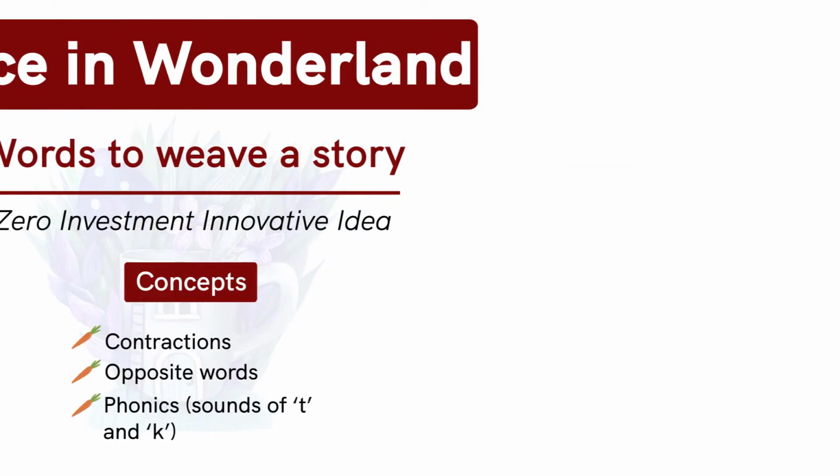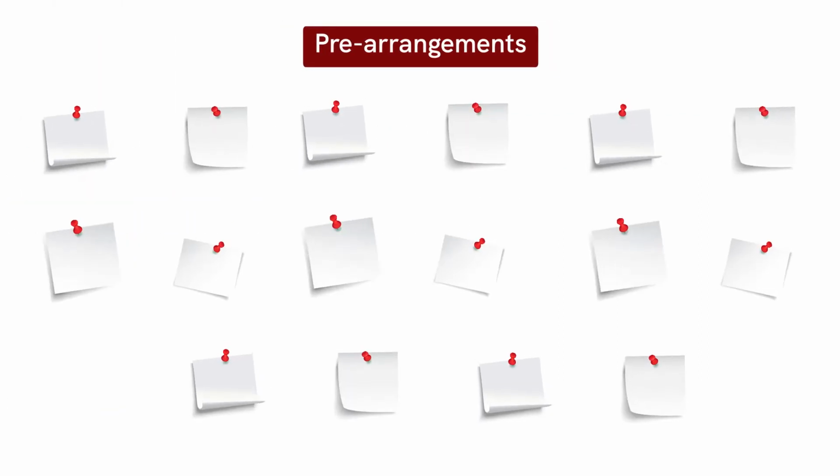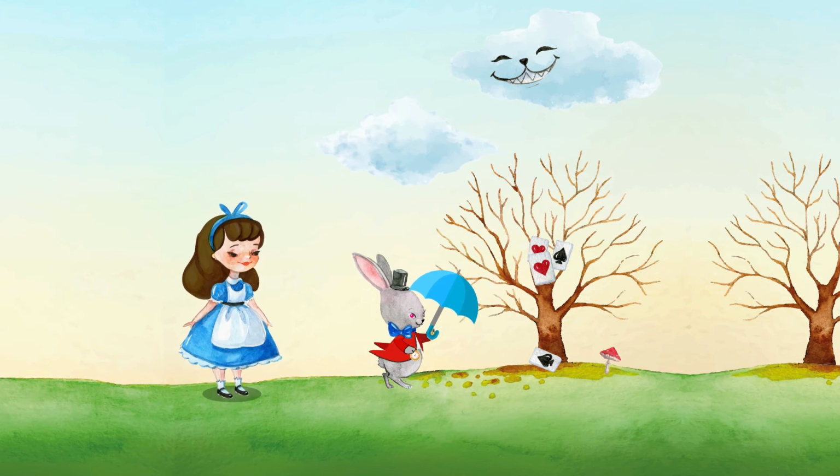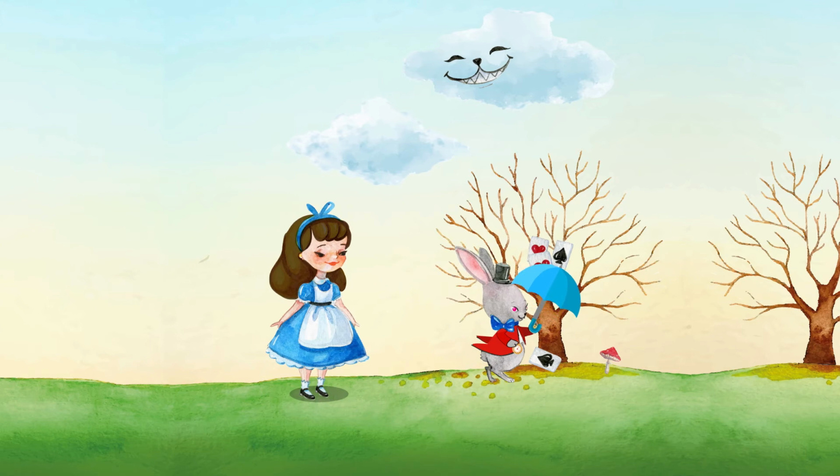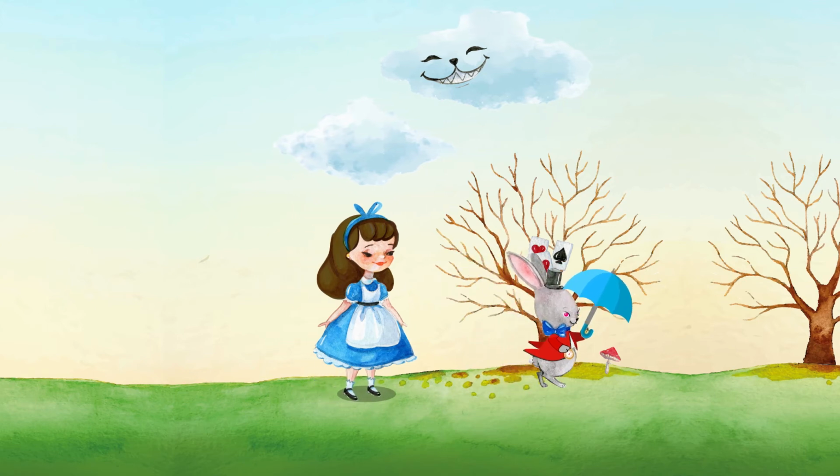Before we begin, we will pre-arrange 16 slips depicting visuals from a scene from Alice in Wonderland and a picture composition of Alice following a rabbit with pink eyes, wearing a red waistcoat, carrying a watch and umbrella.